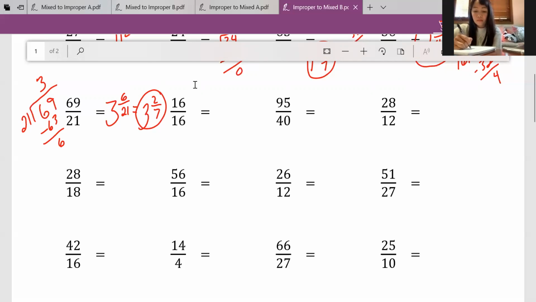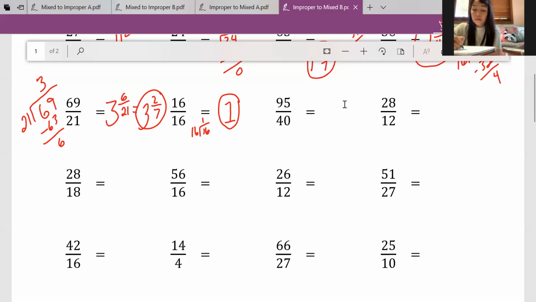Now the next one is kind of an easy one. If the numerator and the denominator are the same, it's just 1. That's like saying 16 divided by 16 is simply 1. There's no remainder. There's no fraction that you'd write next to it. The answer is just 1. That's not so bad.